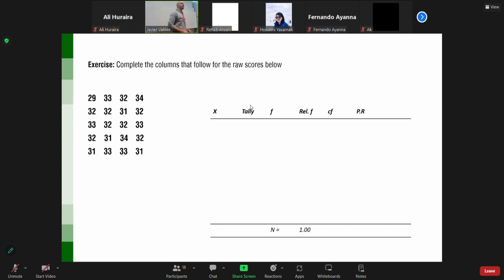The cumulative frequency of 34. 20 or 21? 20 exactly, 20? Okay. And the percentile rank of 29? 5%, which means that there is only one individual? Yeah, isn't it? Okay. Good.